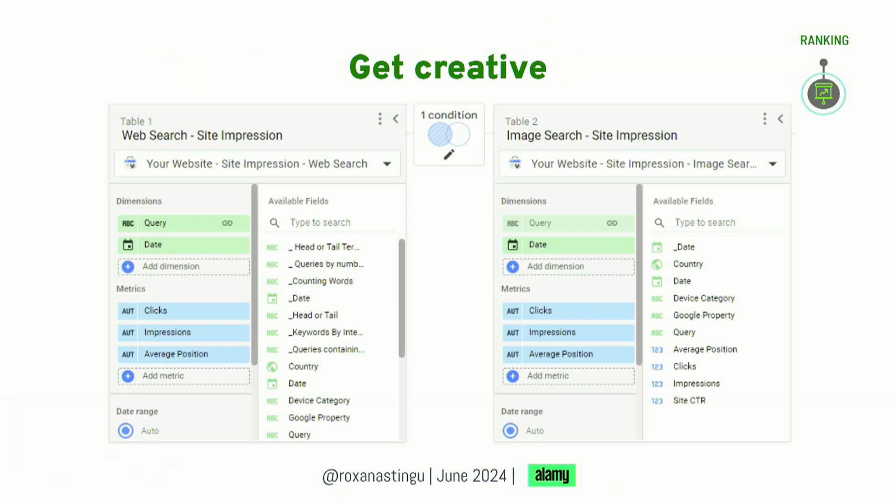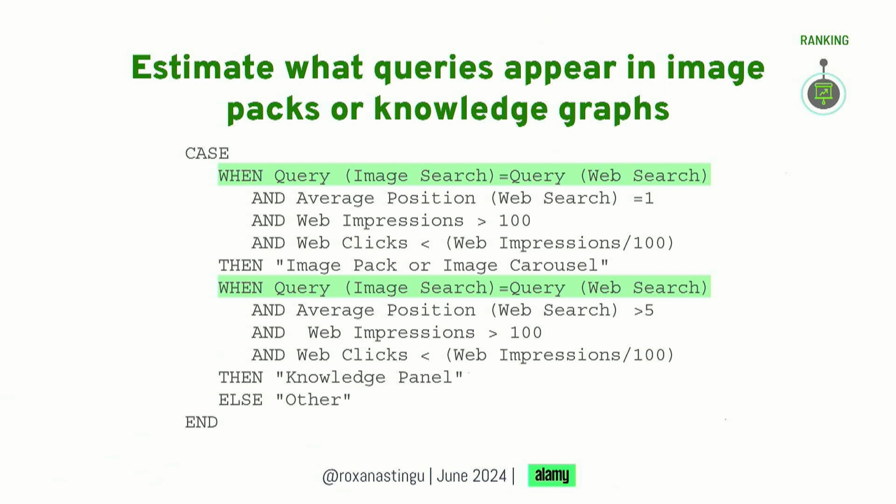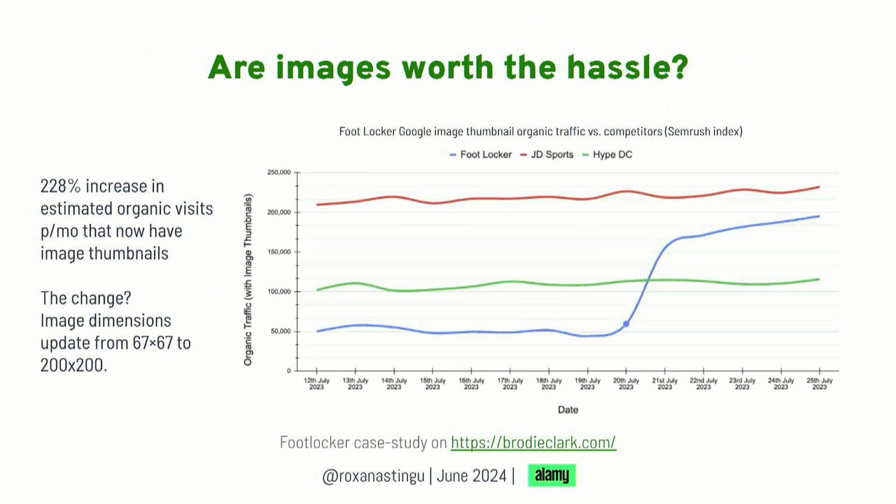I do have a workaround though. I just blend my web search and image search data and I see which search terms appear in both. And then I write a CASE WHEN query and I try to figure out if these might be in image packs. So if I have the search term in both searches, but it ranks first in web search with a lot of impressions and no clicks, I can assume it's an image pack or a knowledge panel showing an image. No, went too far, going back.